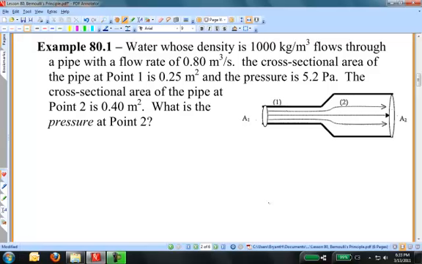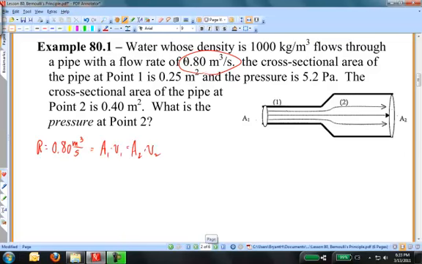Let me remark here that the pressure at point 1, 5.2 pascals, is ridiculously small, but this is the number that your authors give us. This is the number we're going to use to solve this problem. We're given the volume flow rate, 0.8 cubic meters per second. That's what the R is in Lesson 76.